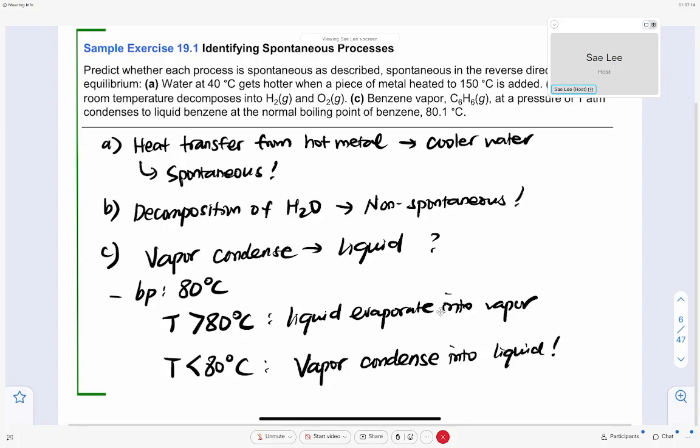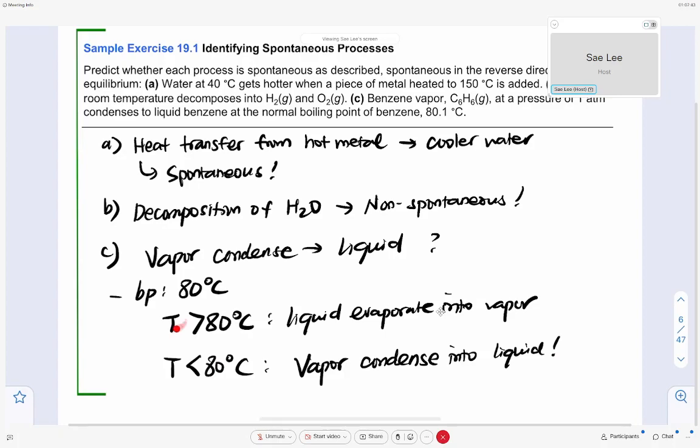Okay. Any question for this slide? Do you need more time? Can you say that last part you just said again? You want me to repeat what I just said? Yeah, please. Okay, so at temperature lower than the boiling point, the vapor condenses into liquid. This is a natural, spontaneous process. Do you agree with that?